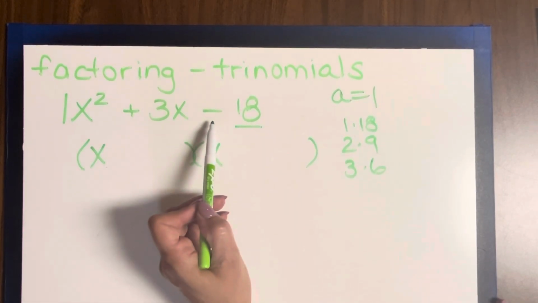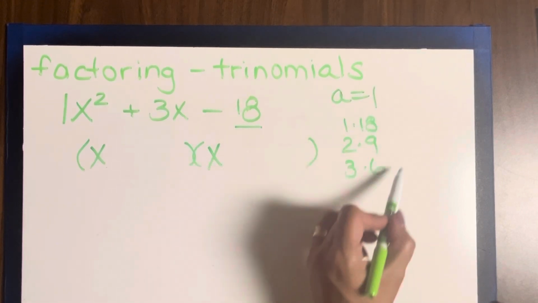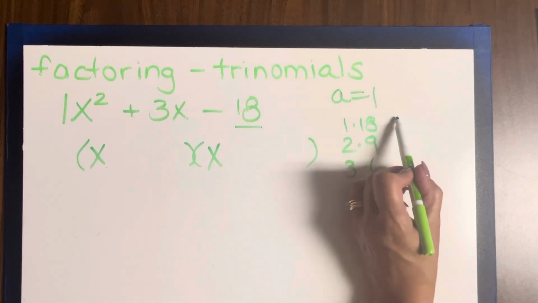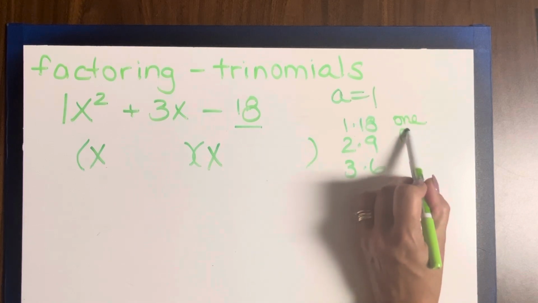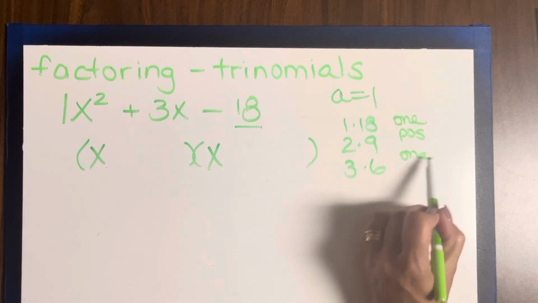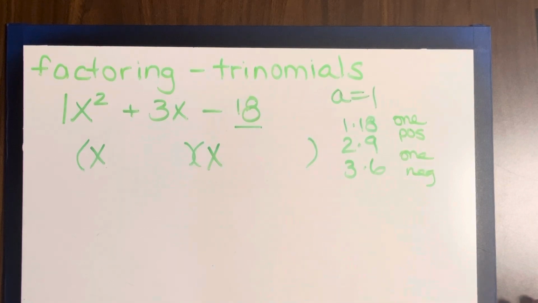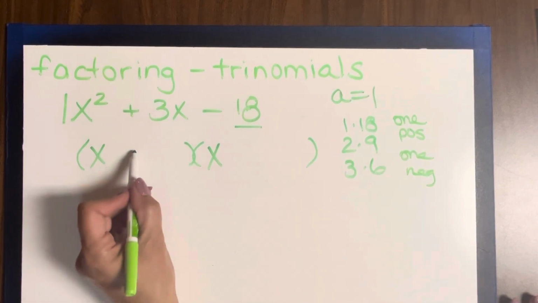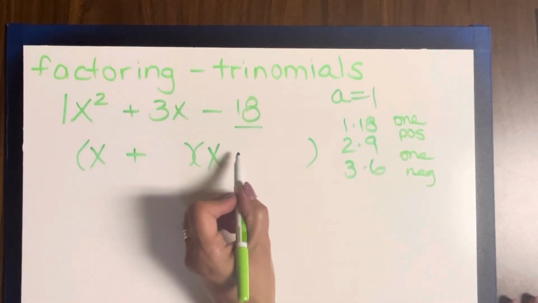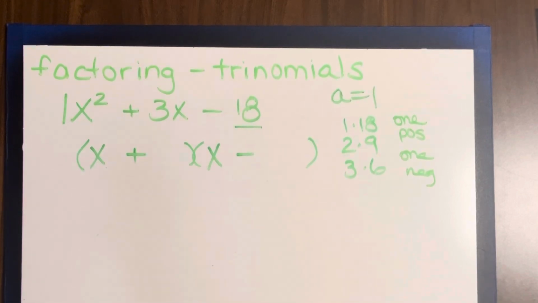Now, keep in mind that we want it to be a negative 18. So that means that for these factors over here, one of them has to be positive and one of them is going to have to be negative. So in that case, I can go ahead and put a plus and a minus, one in each of my parentheses.